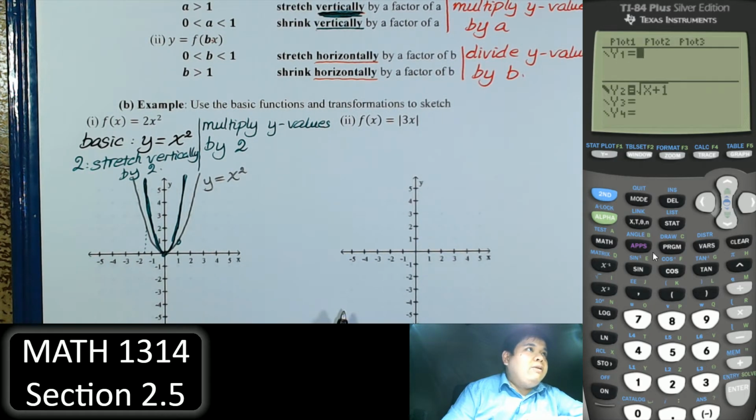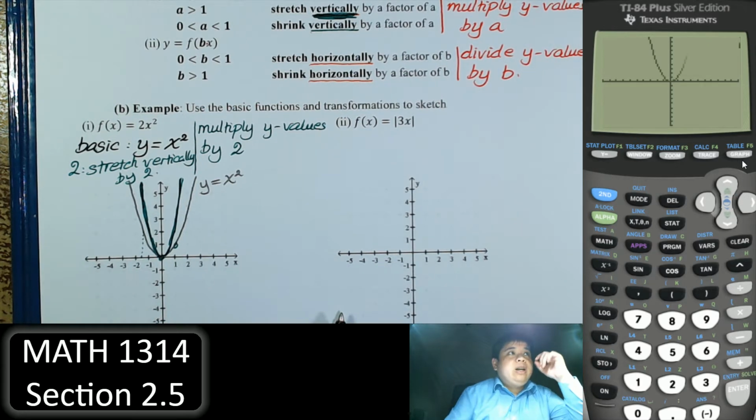So let's say we have x squared, and then 2x squared, right, x squared, and then we stretch it vertically.